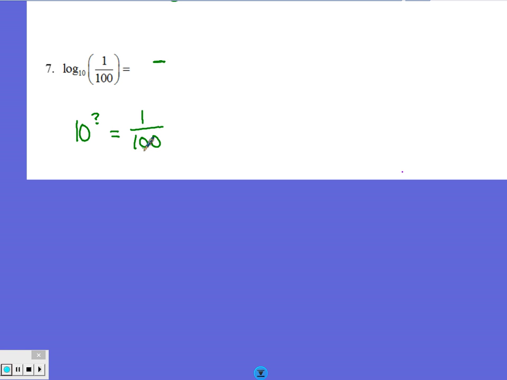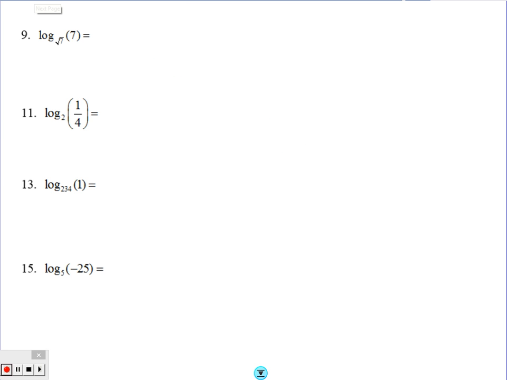And to get to 10 to 100, I have to square it. So negative 2. If I take 10 and raise it to the negative 2 power, it reciprocates and becomes 1 over 10 squared, or 100. All right, awesome. Let's try this.